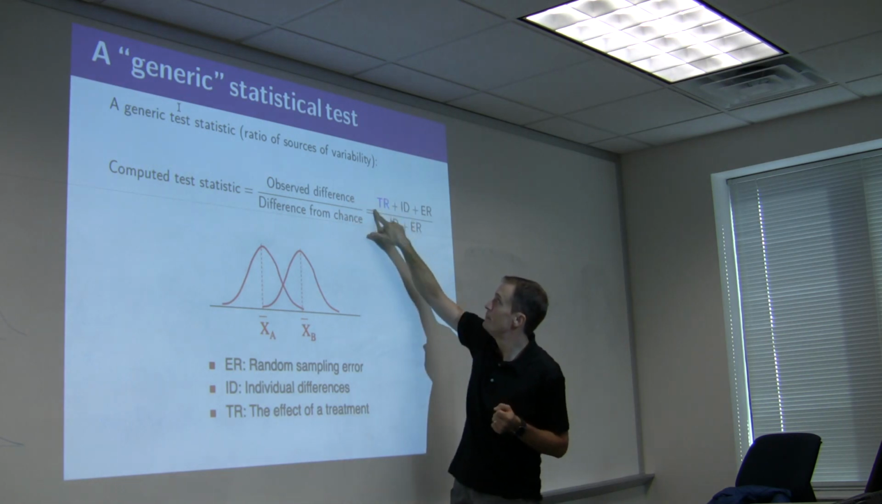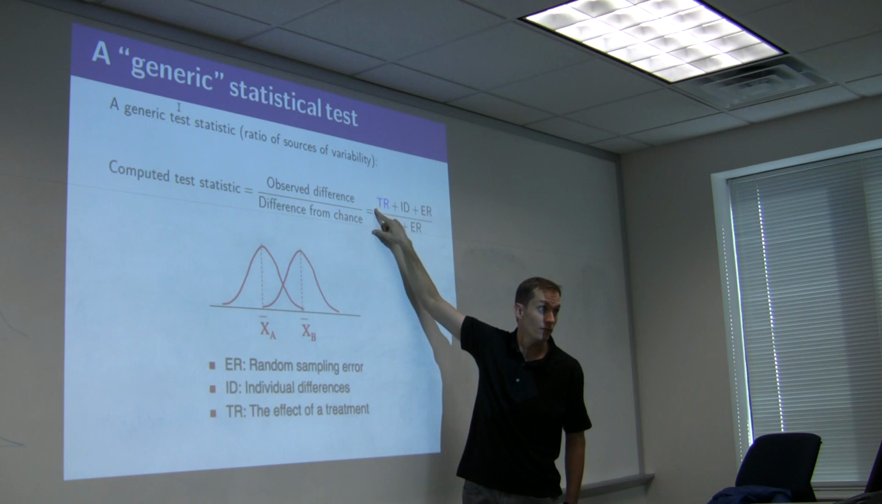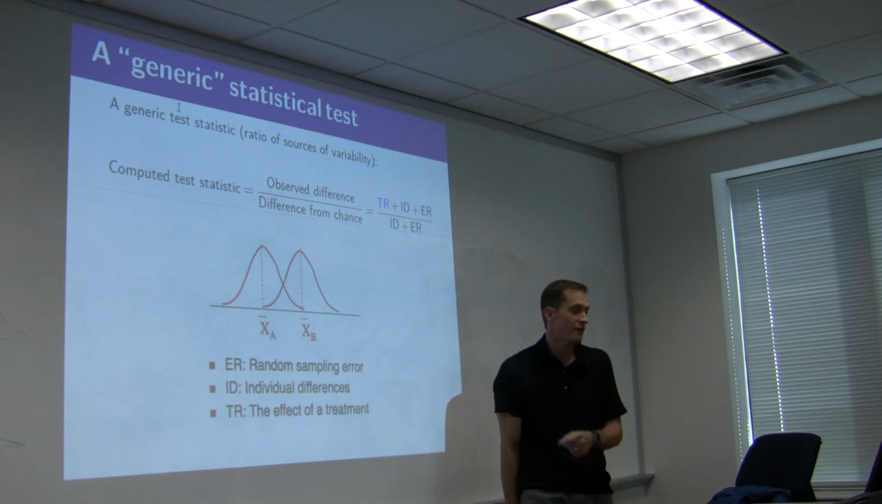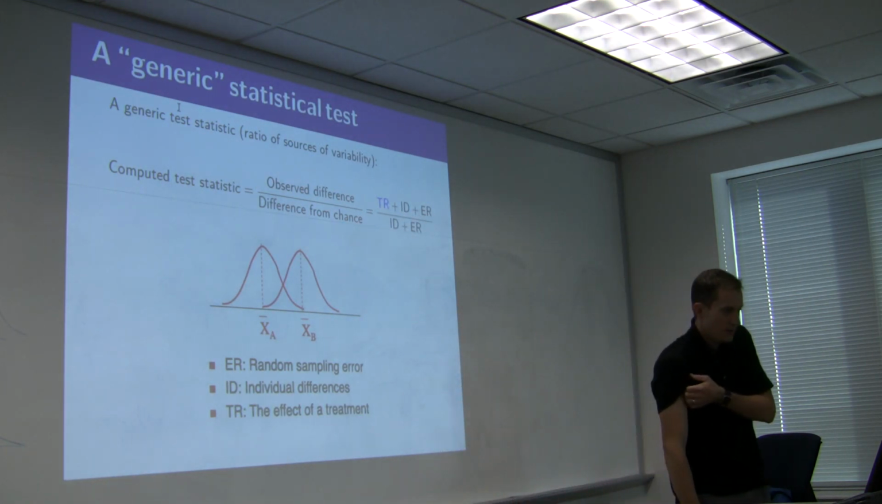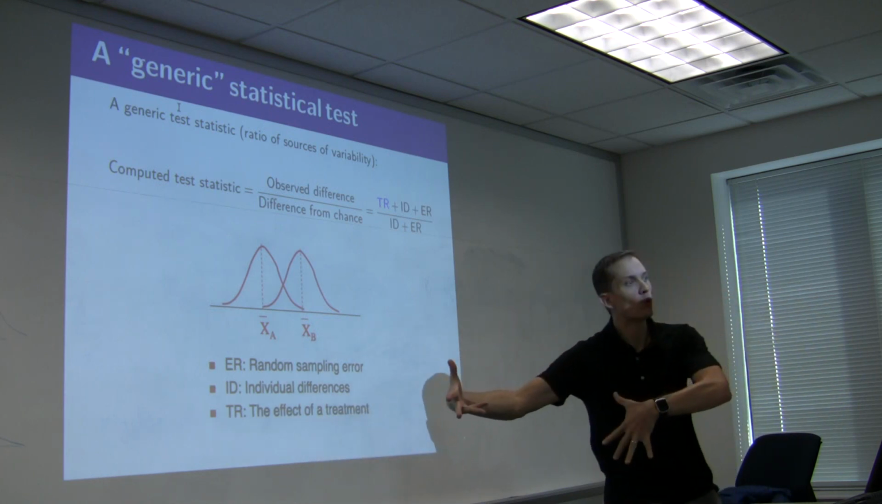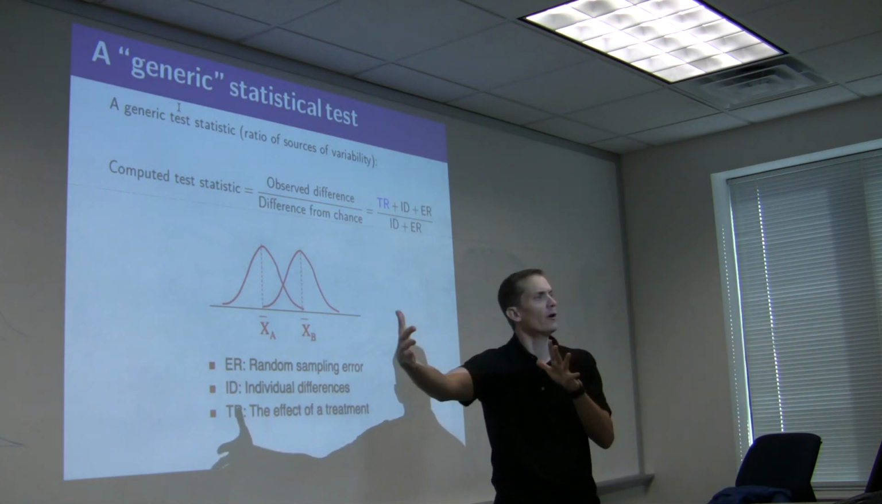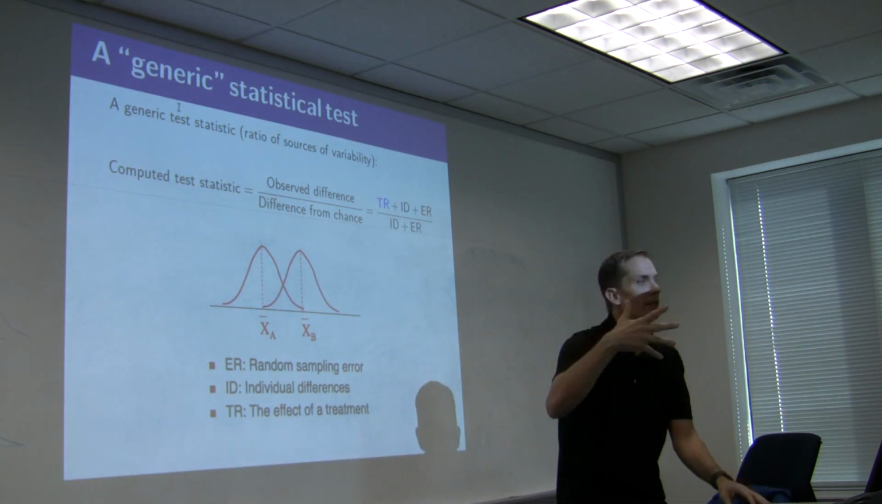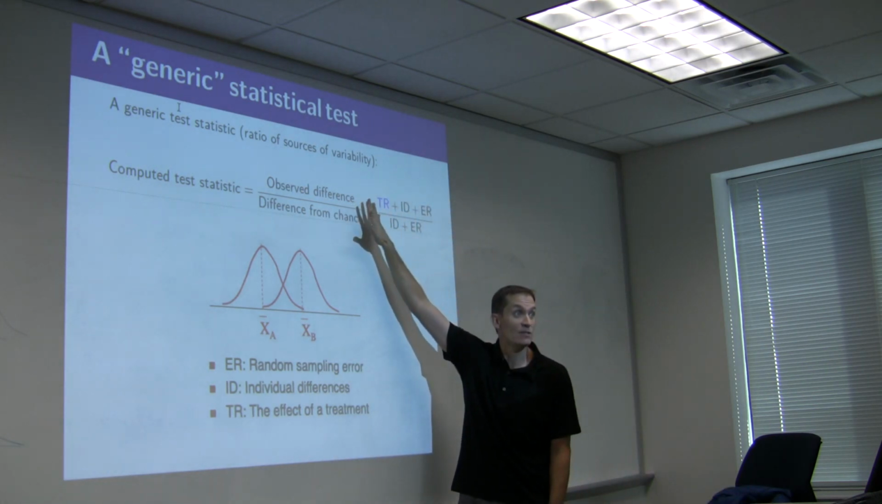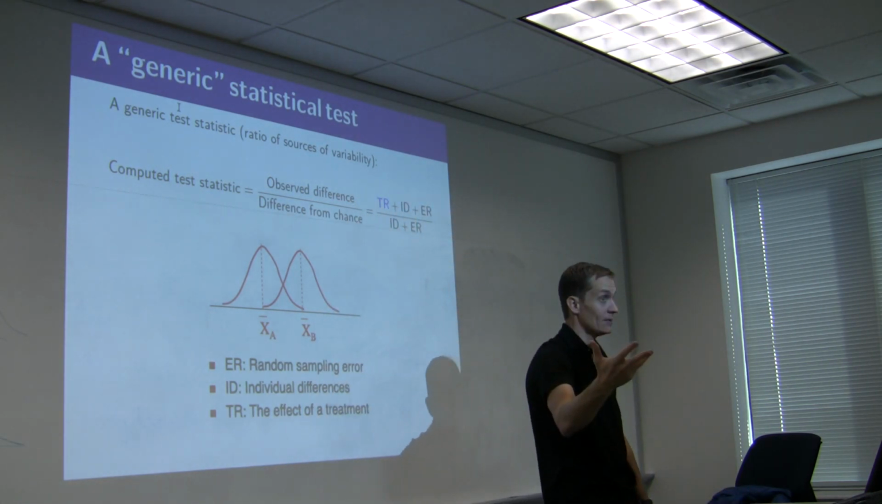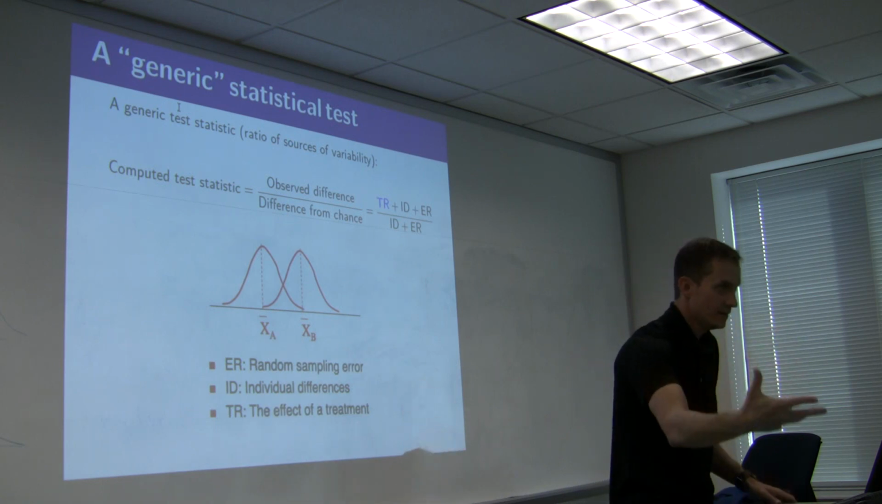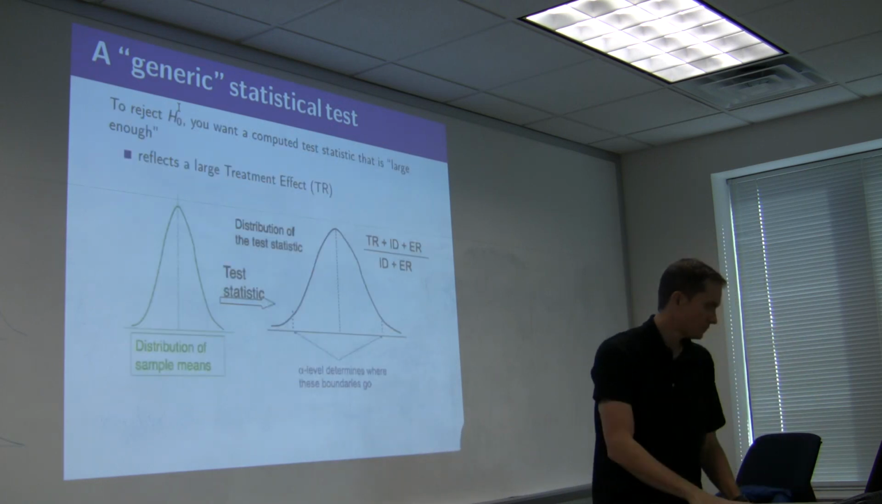Okay? In other words, the bigger this good blue thing is right here. Right? The bigger this treatment effect is. So when you have a really big t-score or a really big f-score in ANOVA, that's telling you that your observed difference is way beyond what you would expect by chance. And that's why big test statistics are a good thing.